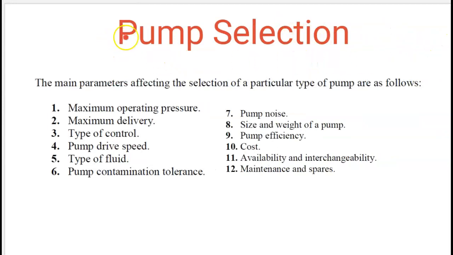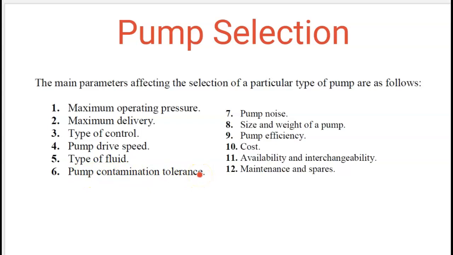When we do the pump selection, we need to make sure certain parameters, certain variables are checked and measured across the performance. We look at the maximum operating pressure. What is the operating pressure of the pump? What is the maximum delivery of the pump? What type of control is there? We also need to find out the speed. What is the pump drive speed? And we need to find out the type of fluid, the density of the fluid, viscosity of the fluid, and other characteristics of the fluid. We need to find out the pump contamination tolerance.